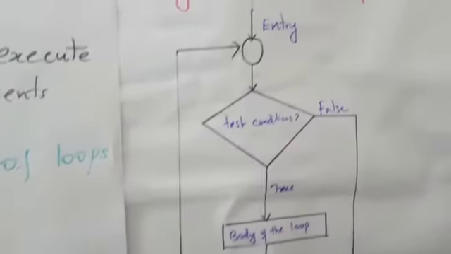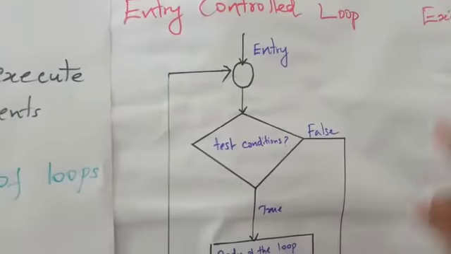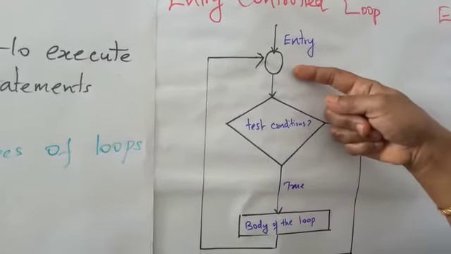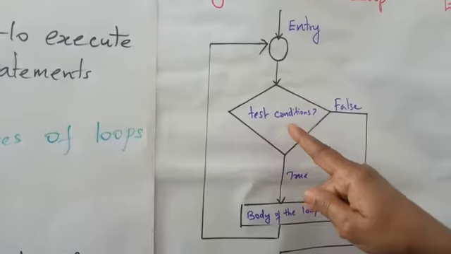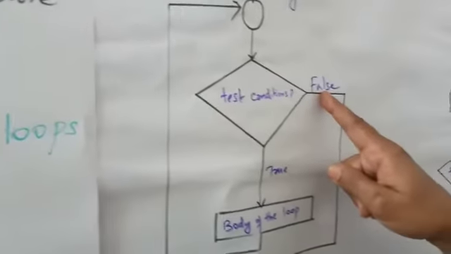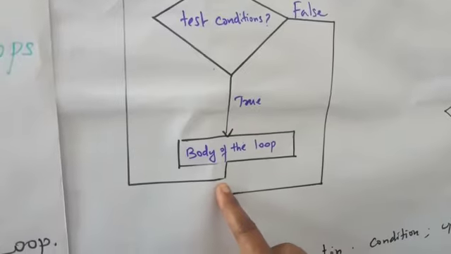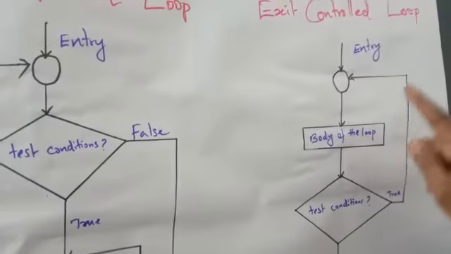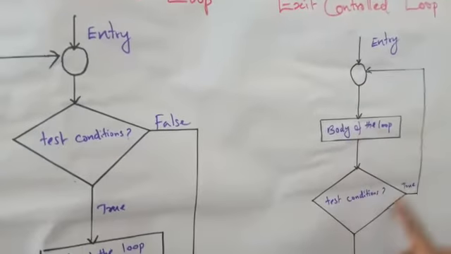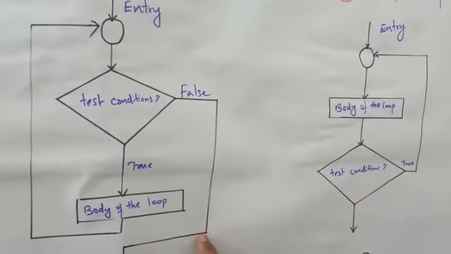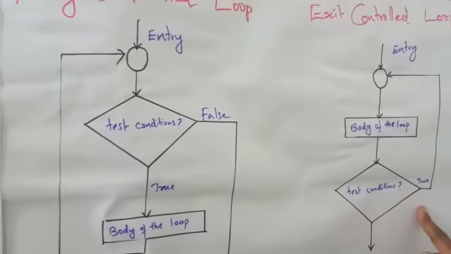Now we study the entry control loop and exit control loop in a flow chart. See the entry control loop. Here you enter, then you test the condition whether it is true or false. Then after that you execute the body of the loop. In the exit control loop, in the same way you enter, then you execute the body of the loop and at the last you test the condition. This is the flow chart of the entry control loop and exit control loop.